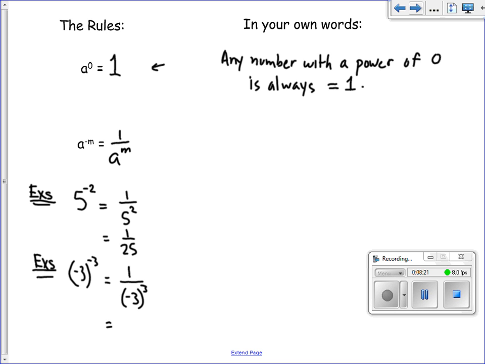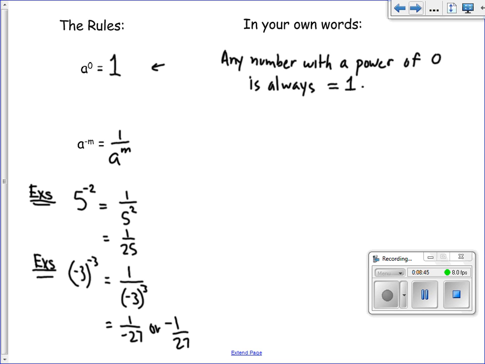You've got to watch your signs carefully. Negative 3 to the third power means negative 3 times negative 3 times negative 3, which is negative 27. Remember me talking about we don't like leaving negative signs down there because you lose track of them? So take one step further and rewrite it with the negative sign in the numerator.